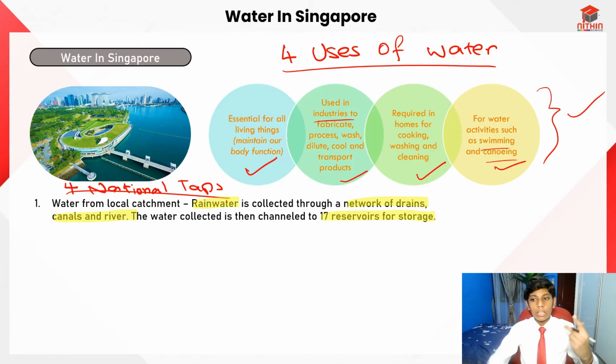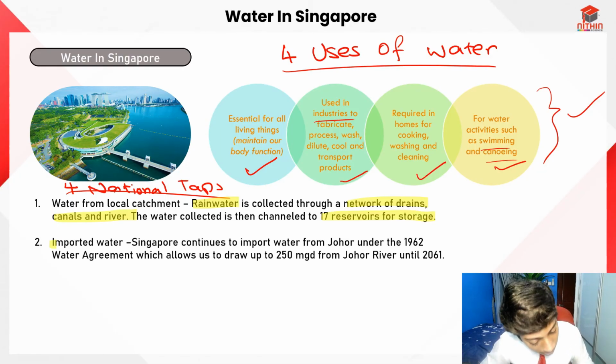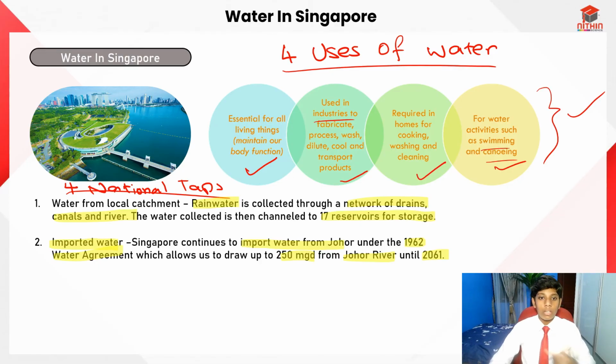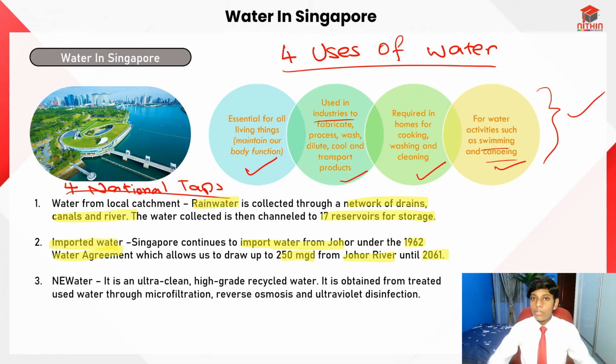Now let's take a look at the second tap, which is imported water. Singapore continues to import water from Johor under the 1962 Water Agreement, which allows us to draw up to 200 million gallons per day from the Johor River until 2061. So we still have about 40 years, plus minus, before this agreement runs out.